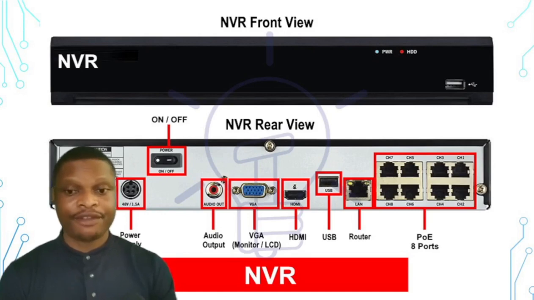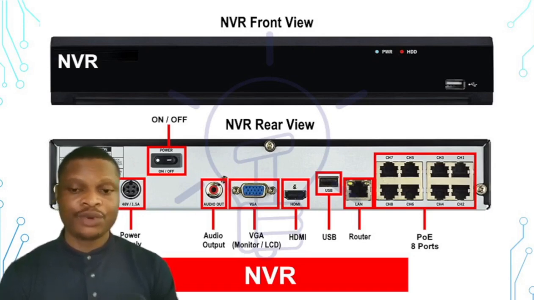Four ports, we have four ports. From four ports, we have 6 ports. From 6 ports, 8 ports. From 8 ports, we have 12 ports. From 12 ports, we have 16 ports. From 16 ports, we have 24 ports. I mean, in the future, we have more ports. That is the NVR.